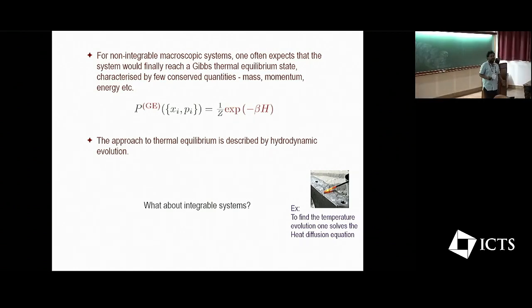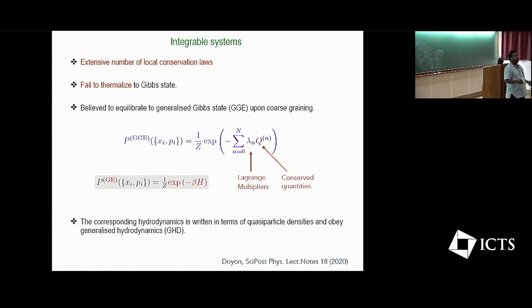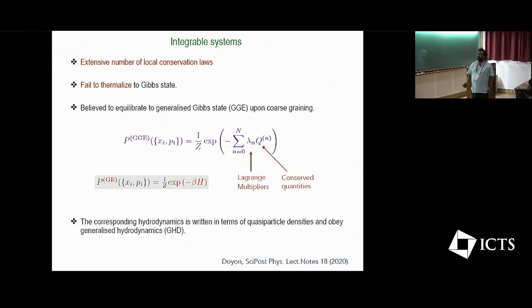Now, what about integrable systems? Integrable systems are different from non-integrable systems. They have an extensive number of conserved quantities, where extensive means it's proportional to the number of degrees of freedom, and they fail to thermalize to the Gibbs state. It is believed that upon coarse graining, they equilibrate to a generalized Gibbs state, which generalizes this form, where instead of one Lagrange multiplier, you have many Lagrange multipliers, one for each conserved quantity, and all the conserved quantities appear here. Z is the normalization of the distribution.